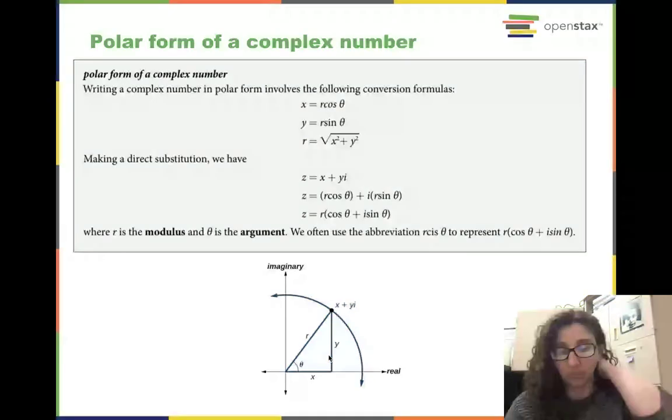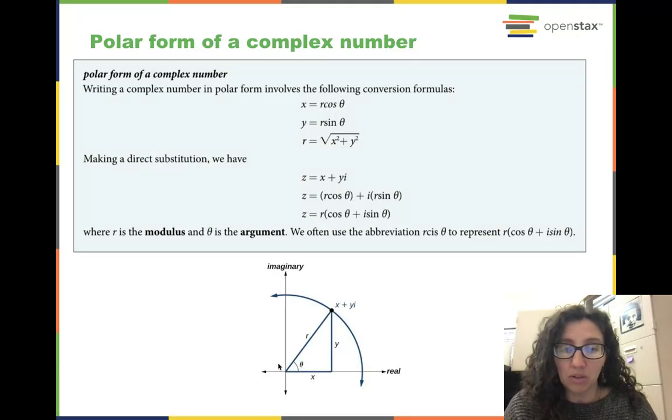Okay, and we can always think about this drawing if we ever get confused or forget what this looks like. It's not hard to derive this, right? We could draw this. We could say this is x, this is y, this is x plus yi, this is r. Our x value is going to be r cosine theta, our y value will be r sine of theta, and we could substitute those in. Okay, so this is the polar form of a complex number.